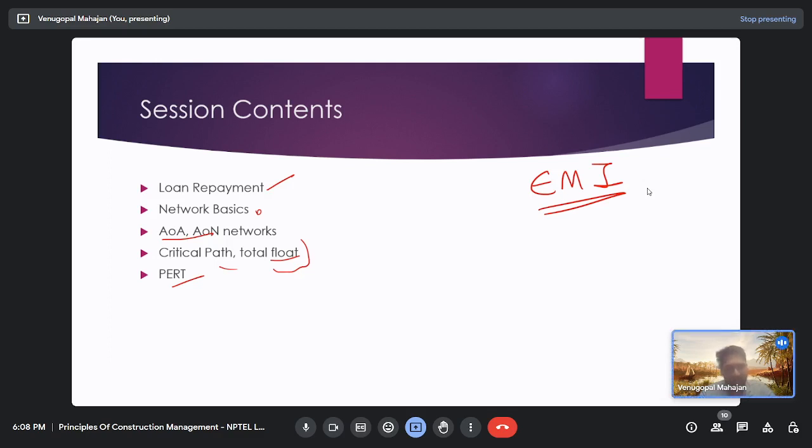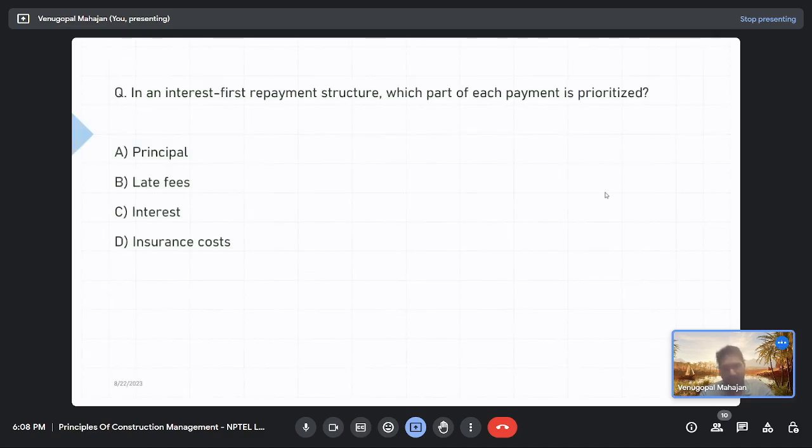The monthly installment. Equated monthly installment. So this is kind of a हिसाब बराबर thing. अगर हमने किसी से कुछ लिया है तो देना तो पड़ेगा, and here we have to pay with interest. So let's see. In an interest repayment structure, which part of each payment is prioritized? If there is some loan, your total amount would be principal plus interest, right?